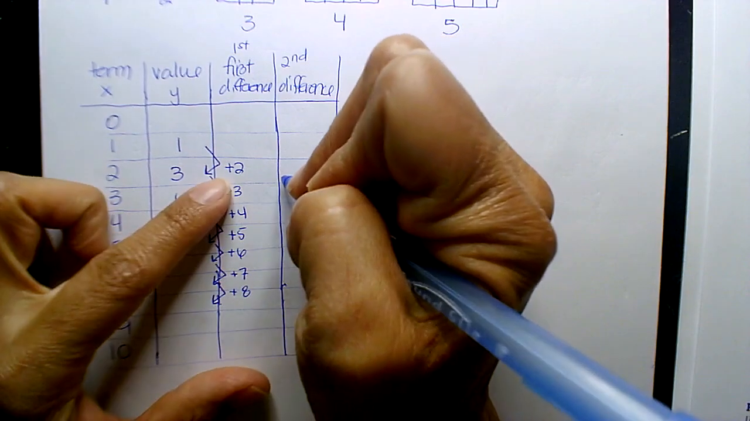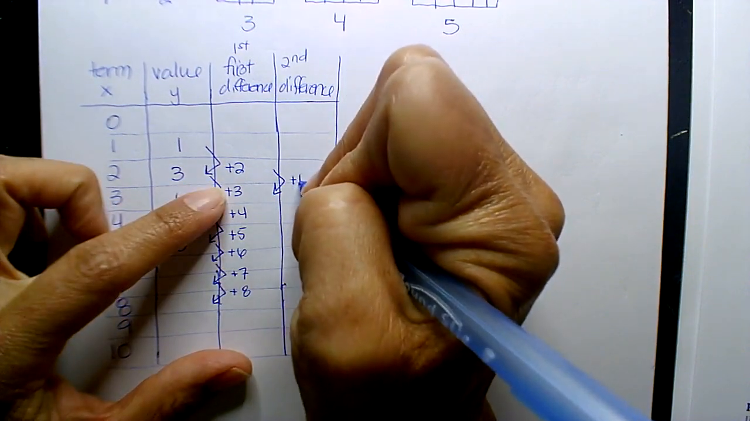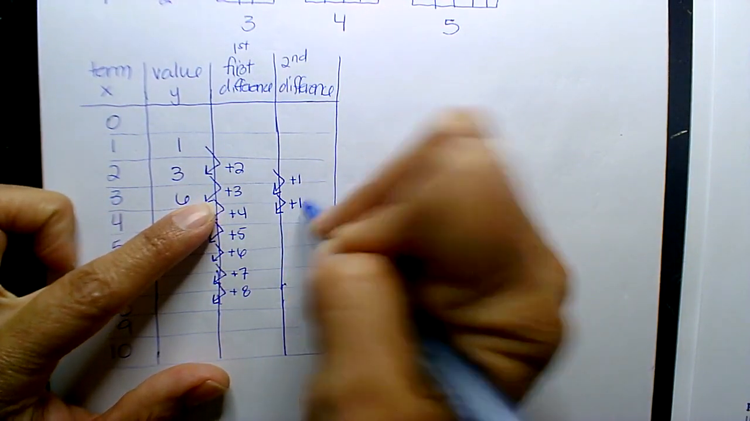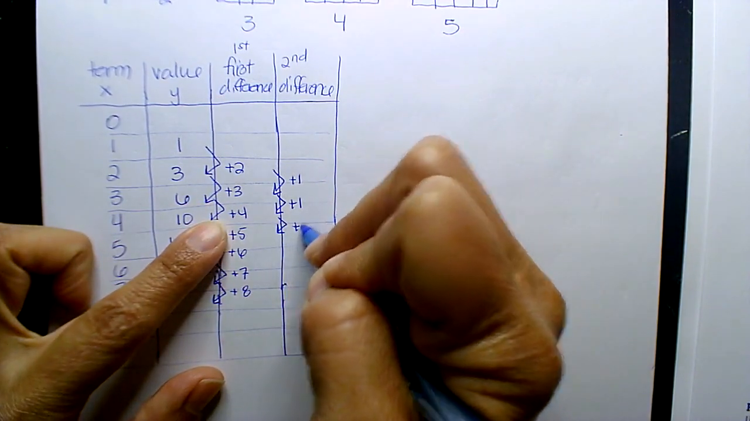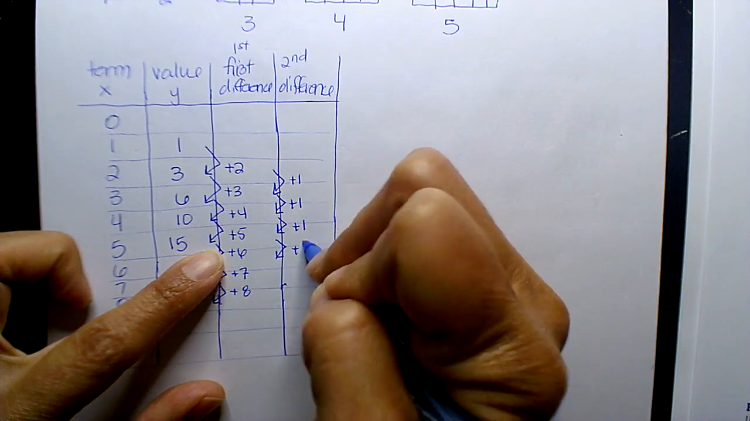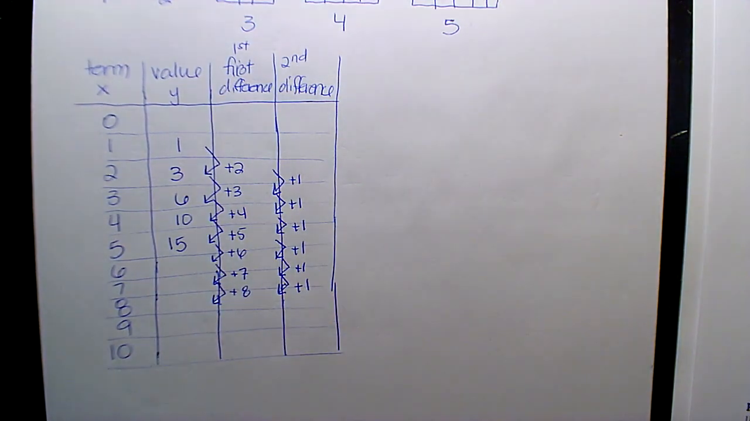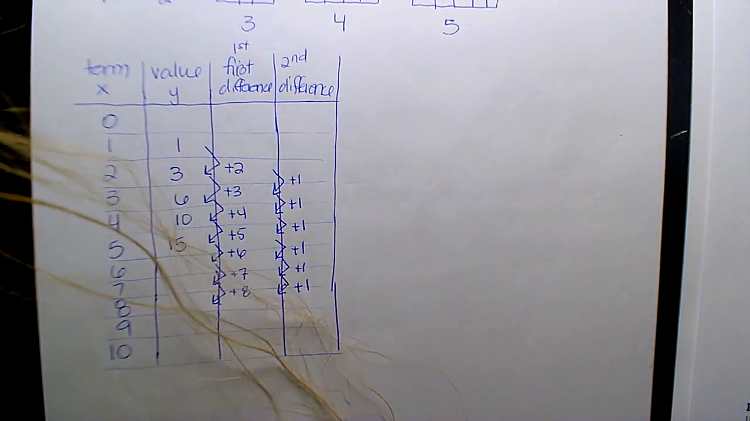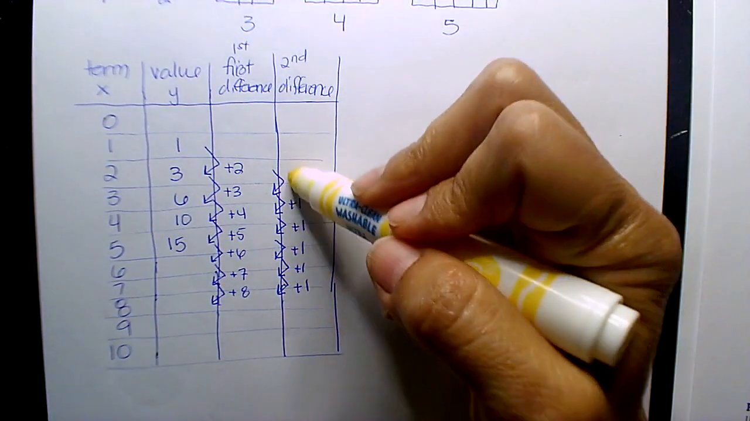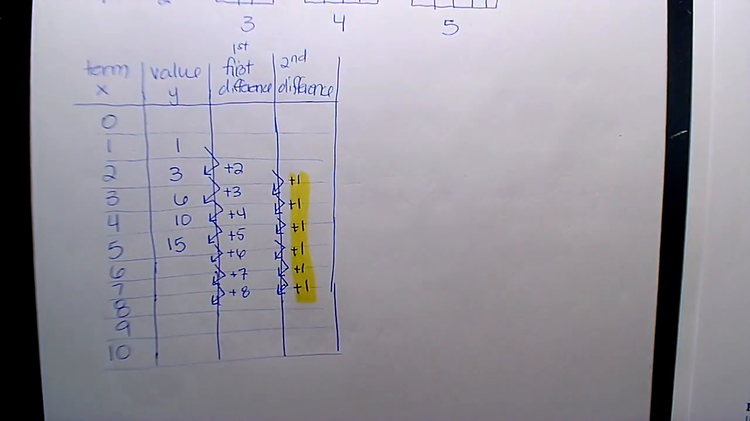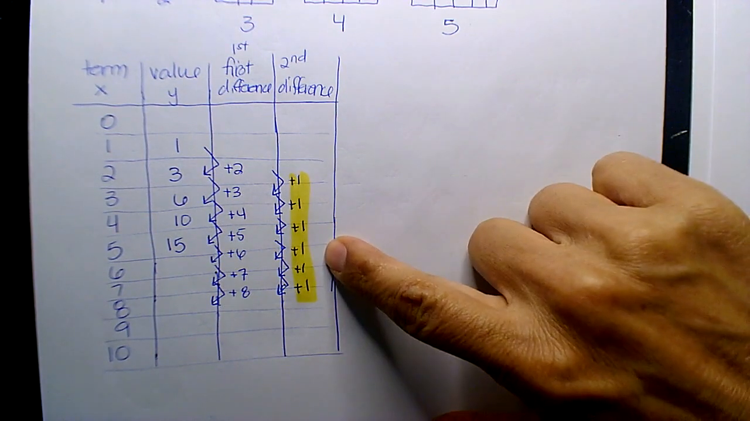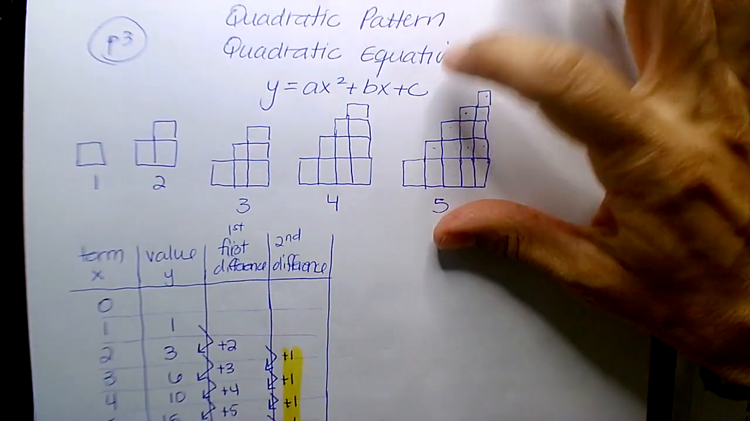And now from 2 to 3, it's a +1. From 3 to 4, it's a +1. 4 to 5 is a +1. 5 to 6 is a +1. 6 to 7 is a +1. And 7 to 8 is a +1. So that is your consistent growth, okay? That tells you it is a quadratic pattern.